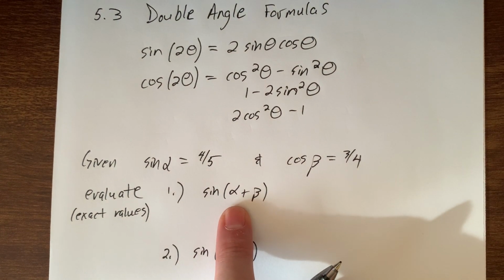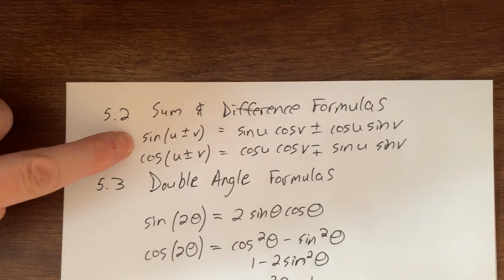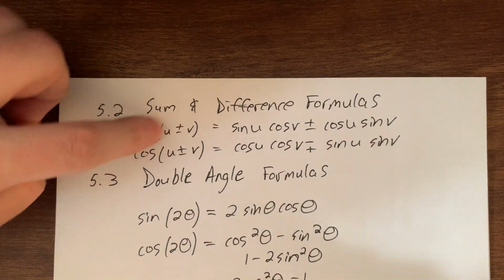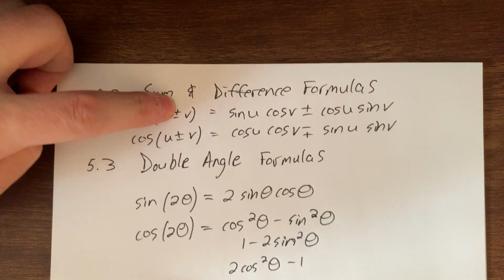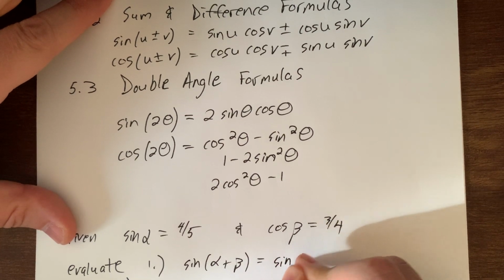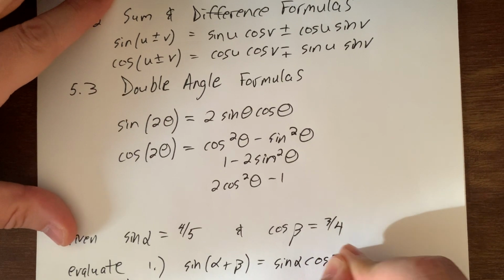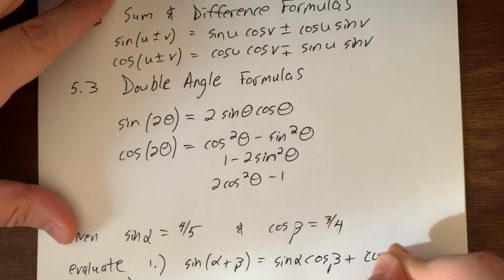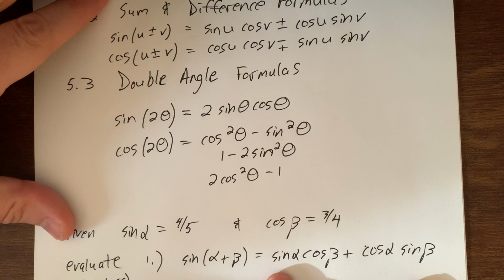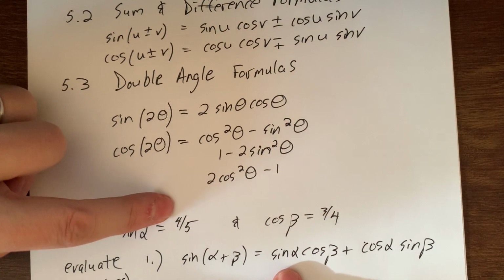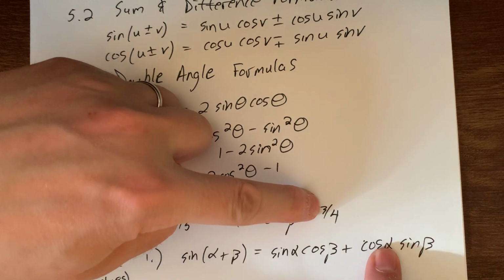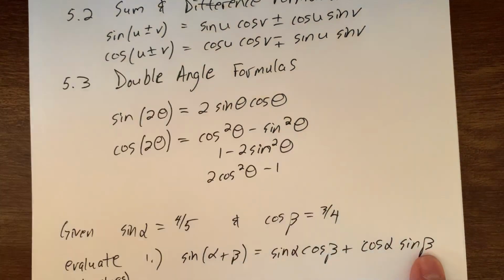But number one is directly trying to get me to use this formula. That's the first thing. I'm just using alpha in place of u, beta in place of v, and now we specifically know we've got the plus. So if we break this down, this will become sine alpha cosine beta plus cosine alpha sine beta. And now we realize, hey, I already know sine alpha, and I already know cosine beta, but I don't know cosine of alpha, and I don't know sine of beta.